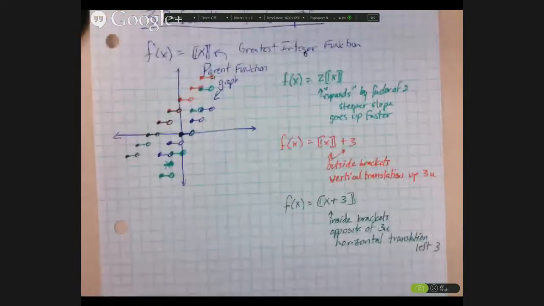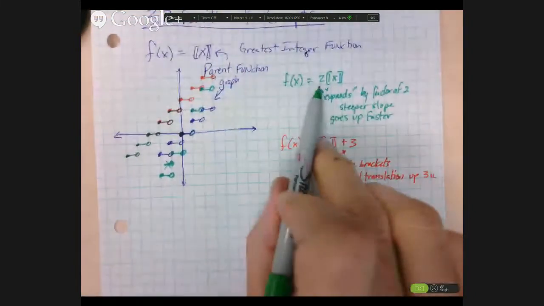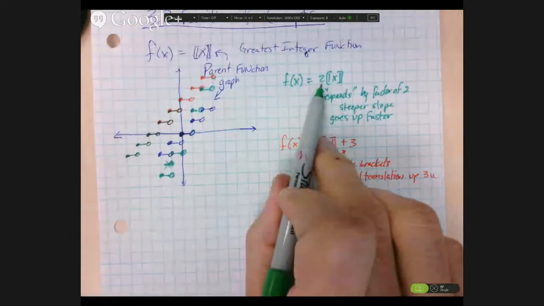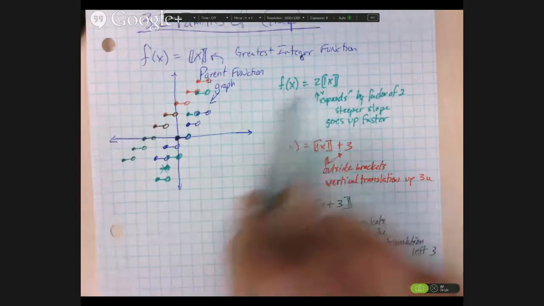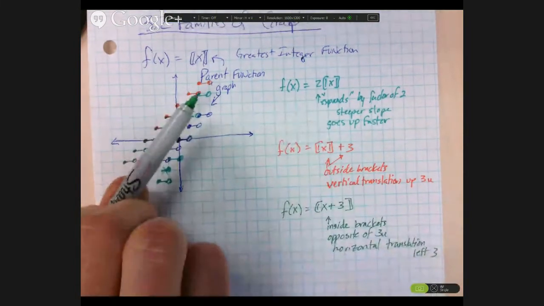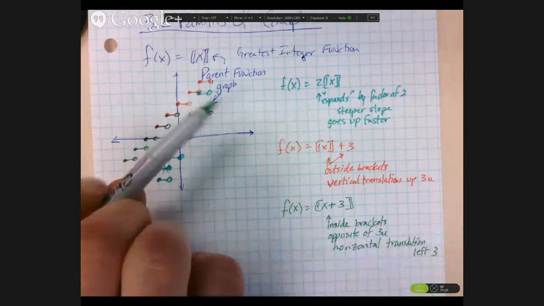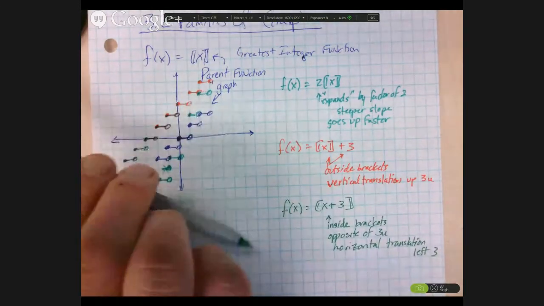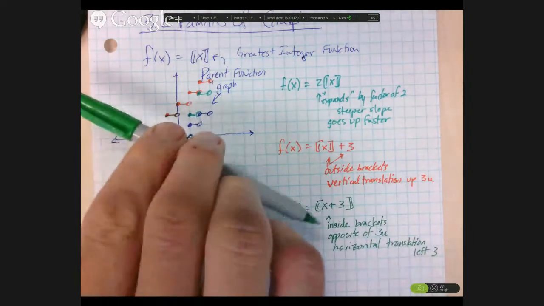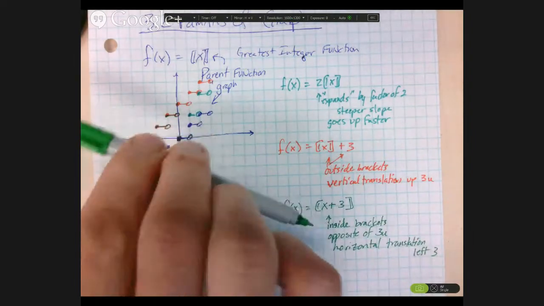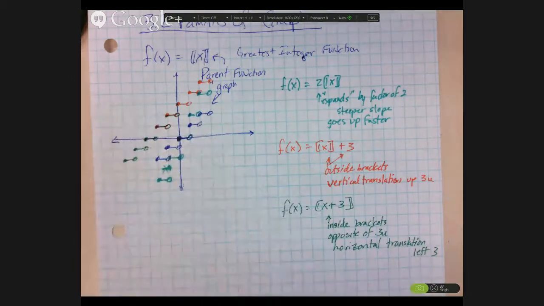What happens if that 2 right there is a negative? The slope is positive 2. It would go the other way. Instead of going that way, it would go that way. Yeah, it's negative 2 now, so it flips it over the x-axis and makes the slope negative. Okay, I'll show you one of those.